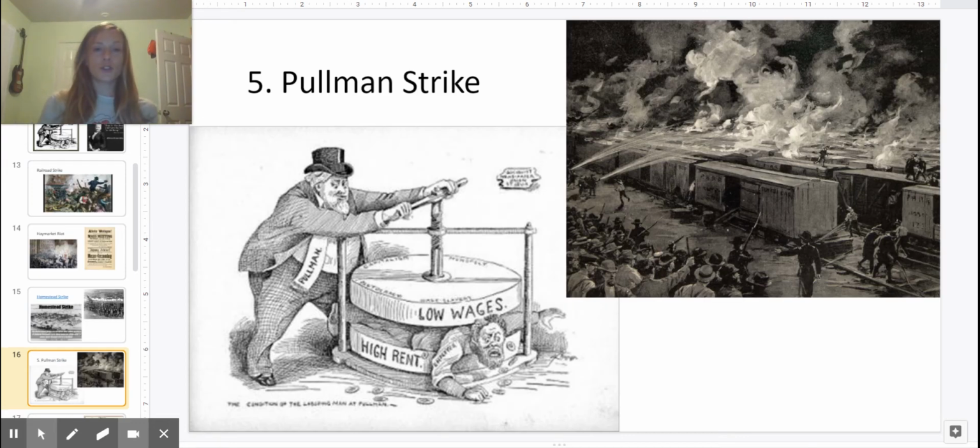The Pullman strike is a strike against a railroad car company.